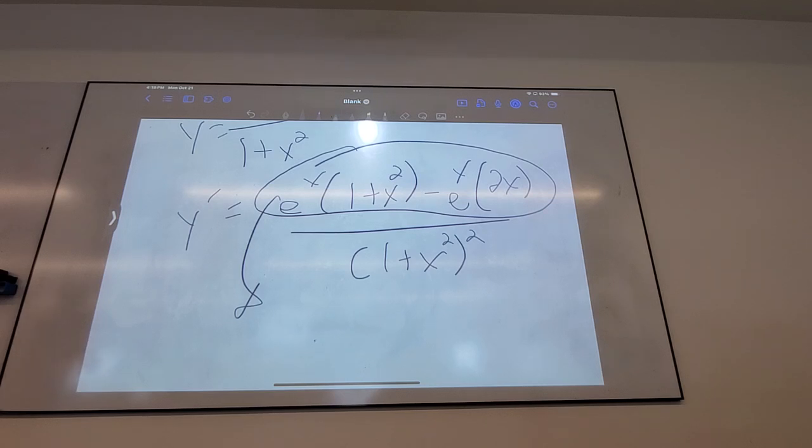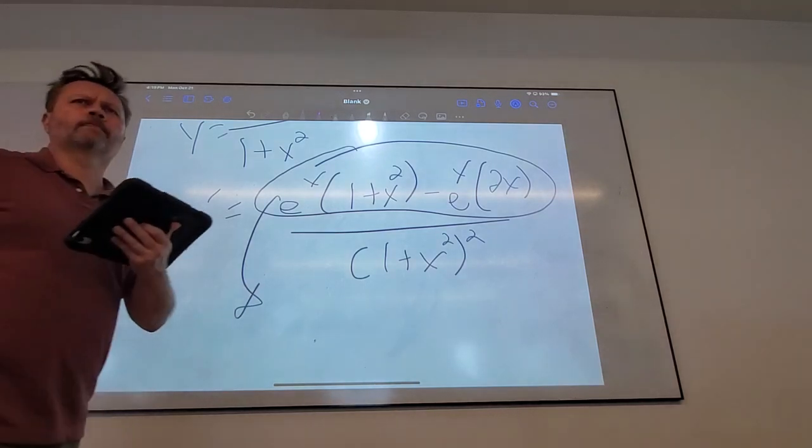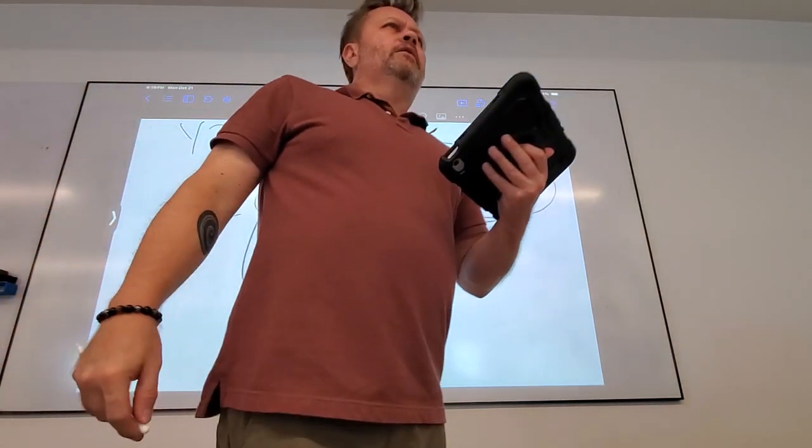Where do my critical numbers happen? When the derivative is 0 or undefined. So when's the only time the bottom matters? If it could be 0. So how would we prove that the bottom can't be 0? Do you use factor or quadratic? No.